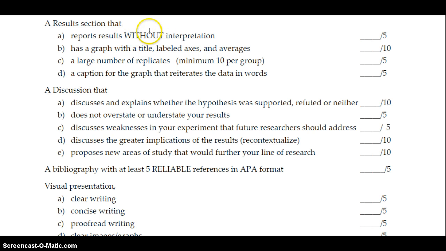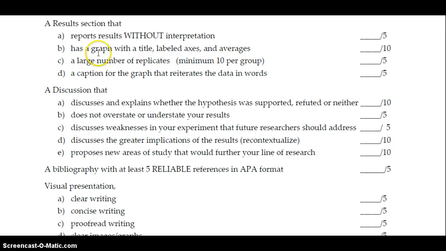Your results section should report exactly what your data is, but importantly, it should not interpret your data. So don't make any statements during your results about whether you've supported or refuted your hypothesis. Save that for the discussion. A results section simply says, here are our findings, here's the data, here's the results, and that's it. So don't do any interpretation.